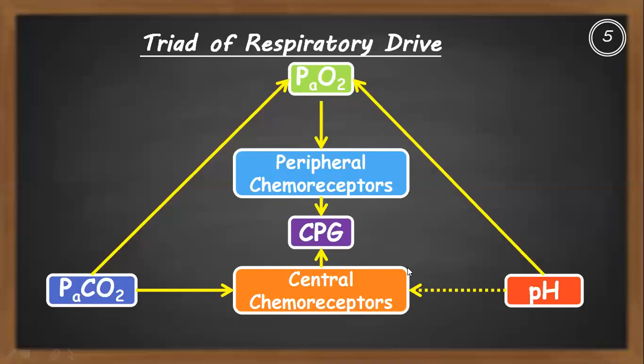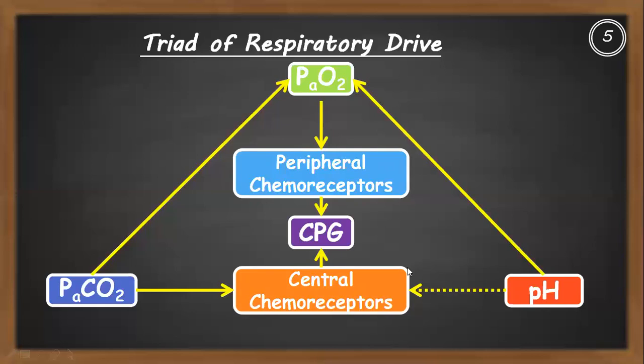So the two things that we need to note here are that PaO2, or let's say oxygen level, directly affects the peripheral chemoreceptors, thereby affecting the CPG. However, PaCO2 and pH only affect the sensitivity of the peripheral chemoreceptors towards hypoxia. Whereas the second thing is that PaCO2 directly acts on the central chemoreceptors. So if PaCO2 level changes, then there will be changes in the stimulation of the central chemoreceptors to the CPG.